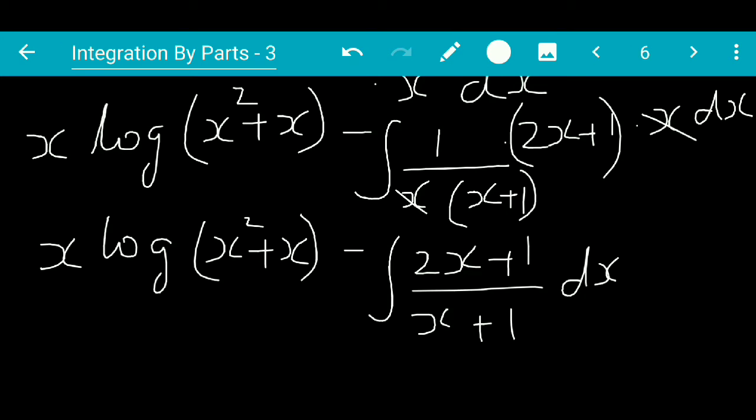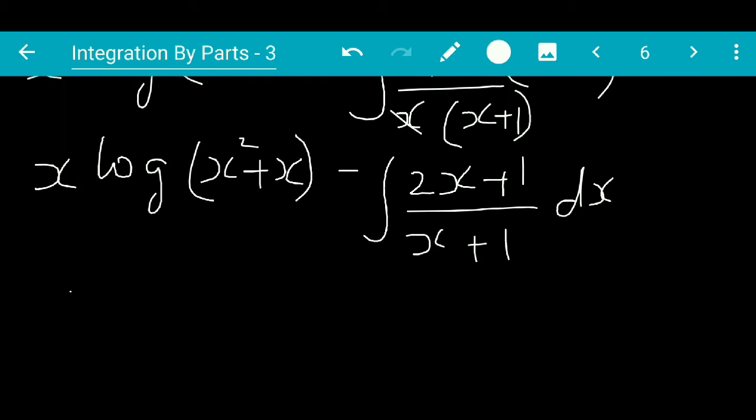Okay, now how to solve this further? Now if you observe, the degree of the numerator and the denominator is the same. Degree means the highest power to which the variable can be raised. In this case, the variable is x. So the highest power of x in the numerator is 1 because we only have 2x, it's a linear function.